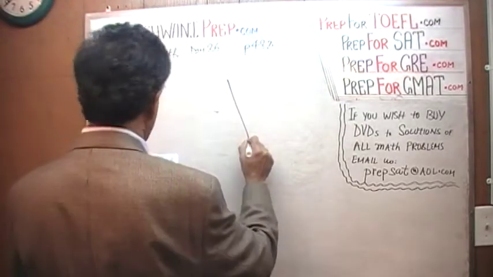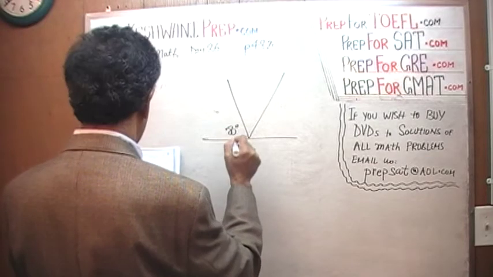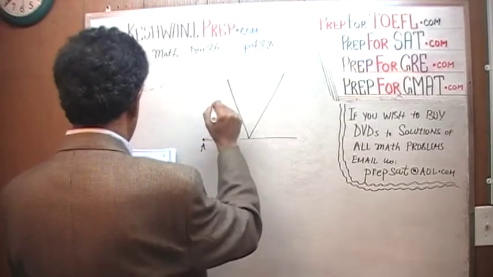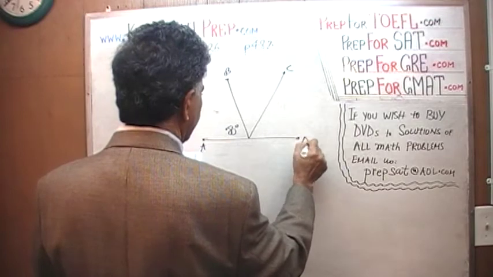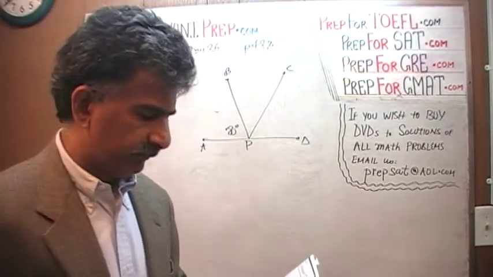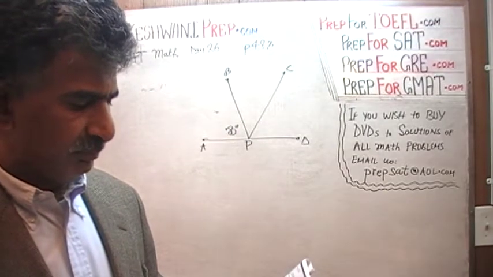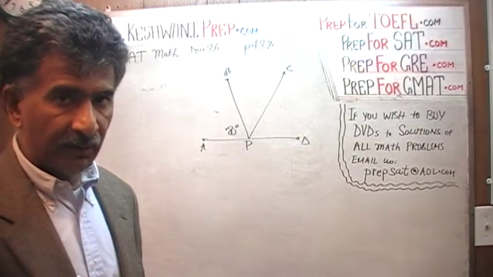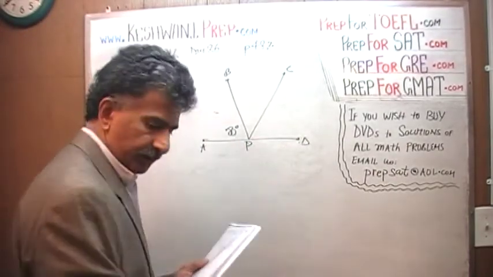Here they give us the angle. We are told this is 80 degrees. A, B, C, and D. We are told this is P. And what else are you told? In the picture above, P lies on AD and PC bisects BPD. Now, as we said a little while ago, whichever letter appears in the middle, that's the angle they're talking about. BPD. This is what they're talking about.